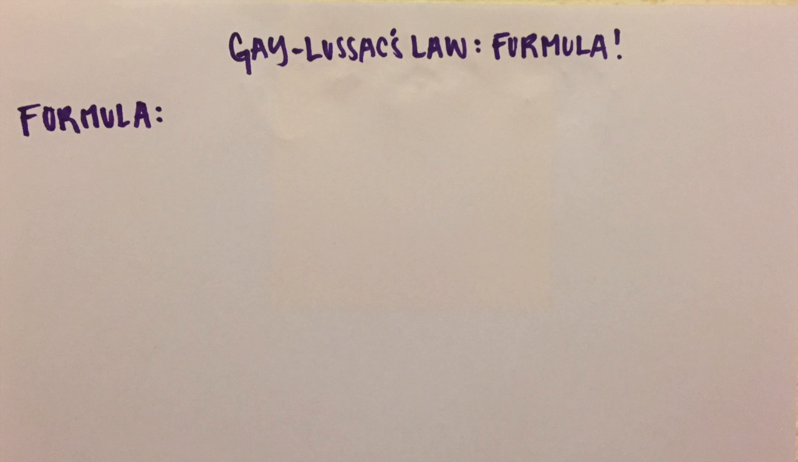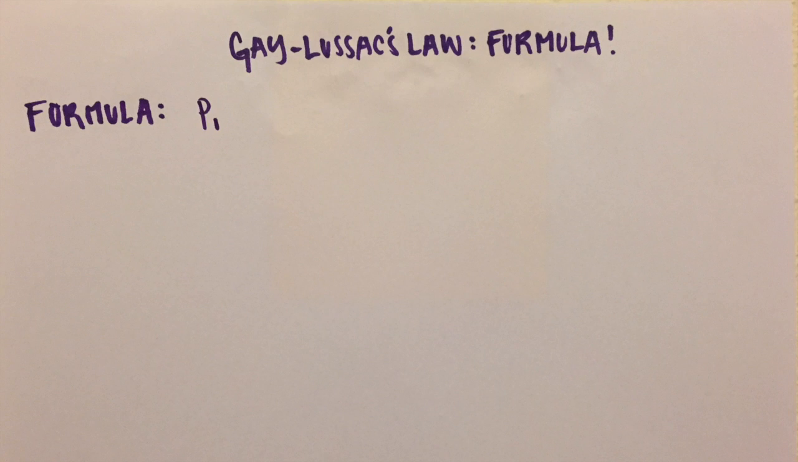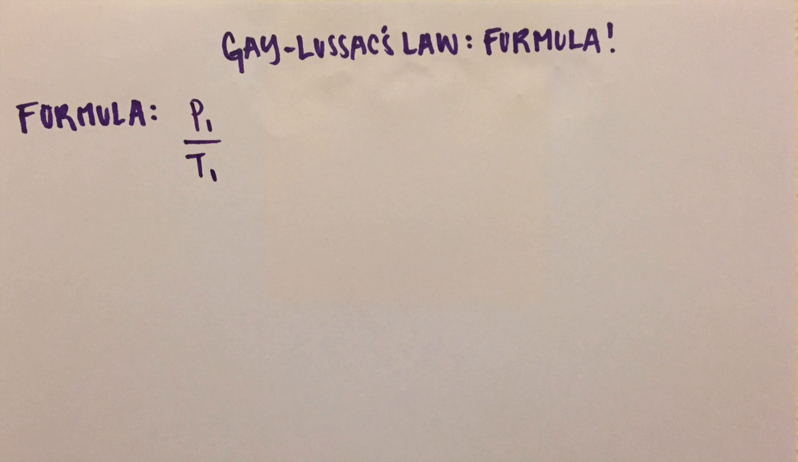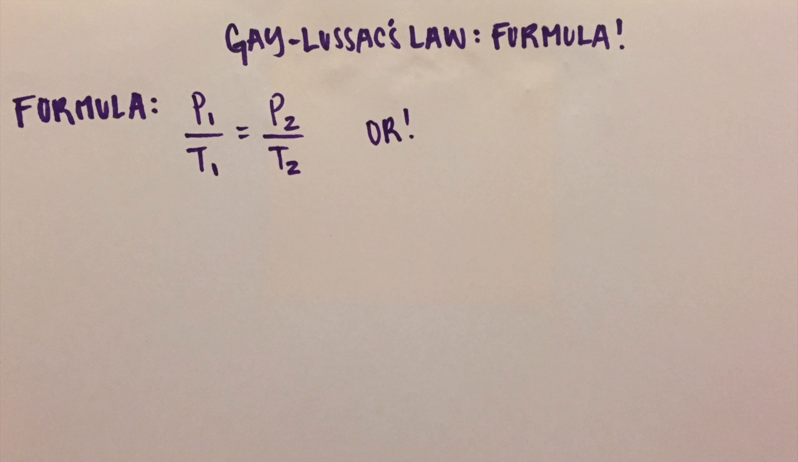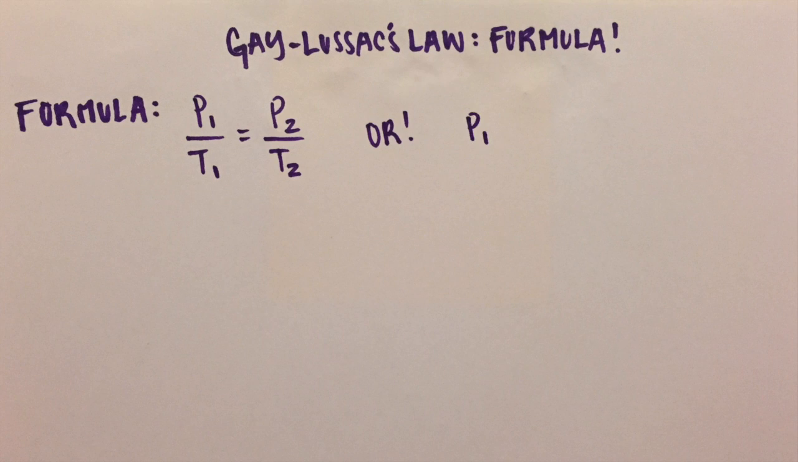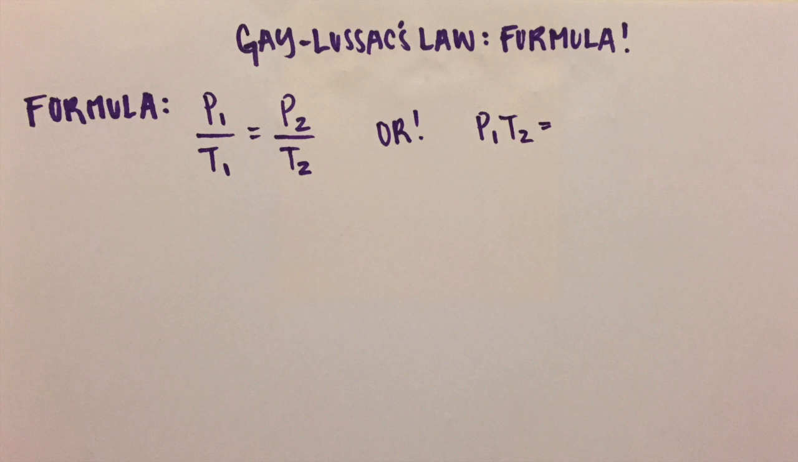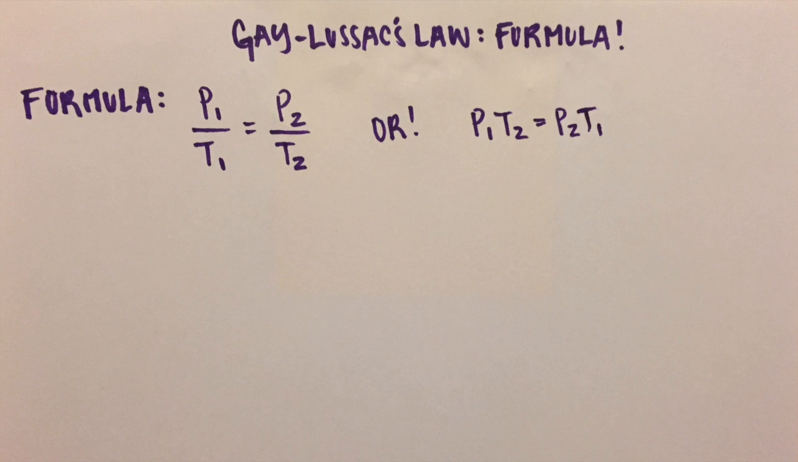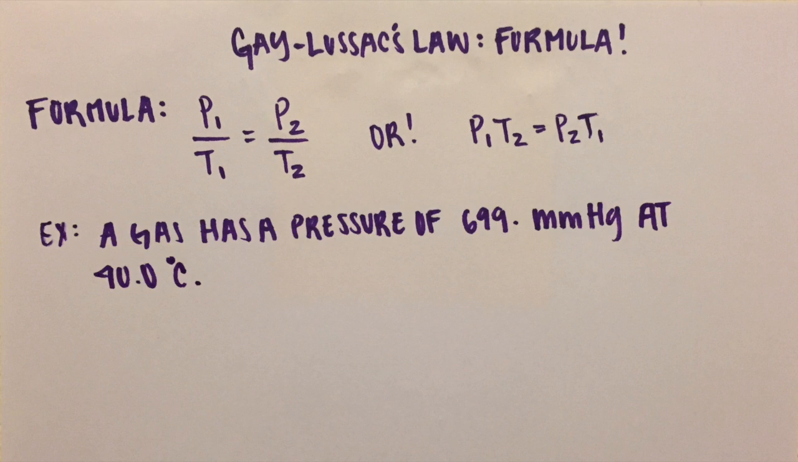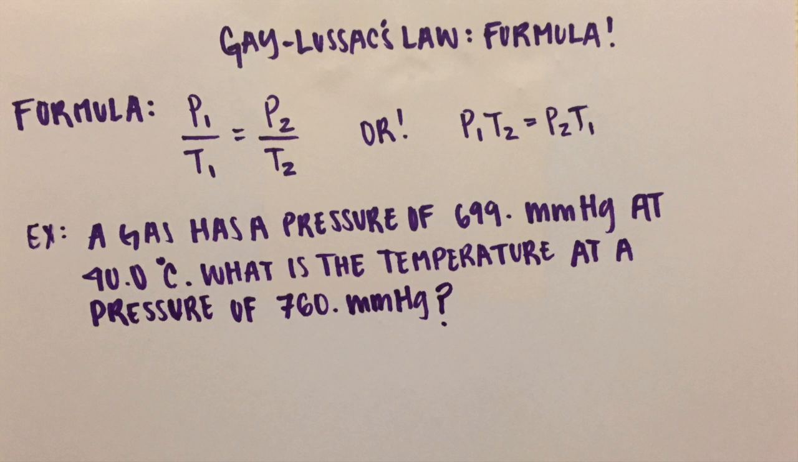Gay-Lussac's law can also be explained in the form of a formula. Gay-Lussac's formula is pressure 1 over temperature 1 equals pressure 2 over temperature 2. Or it can also be pressure 1 times temperature 2 equals pressure 2 times temperature 1. In an example, a gas has a pressure of 699 millimeters of mercury at 40 Celsius. What is the temperature at a pressure of 760 millimeters of mercury?